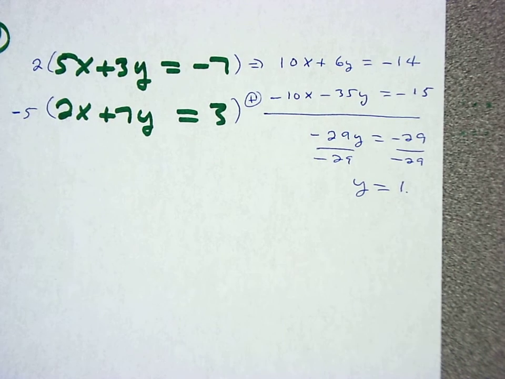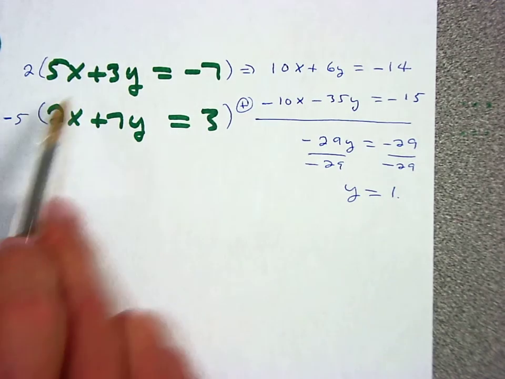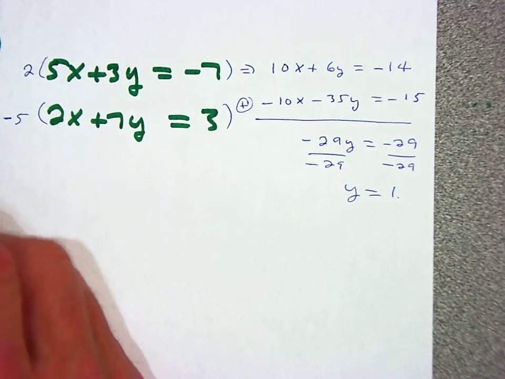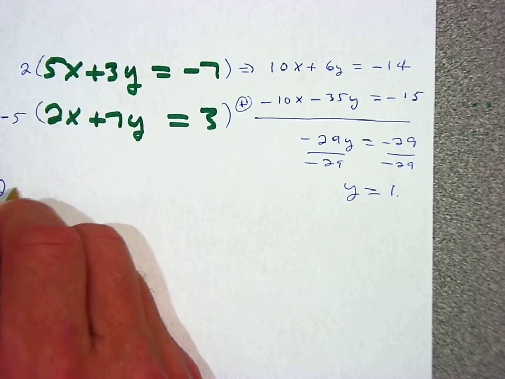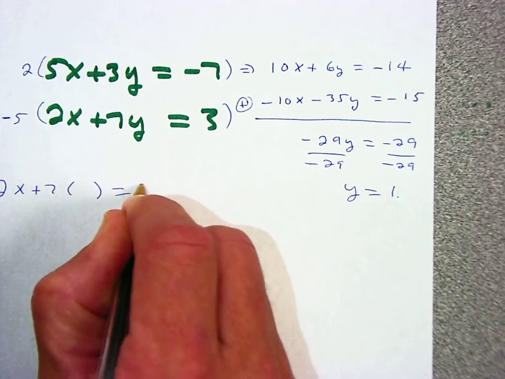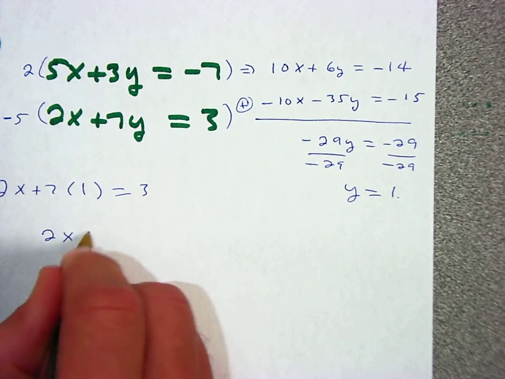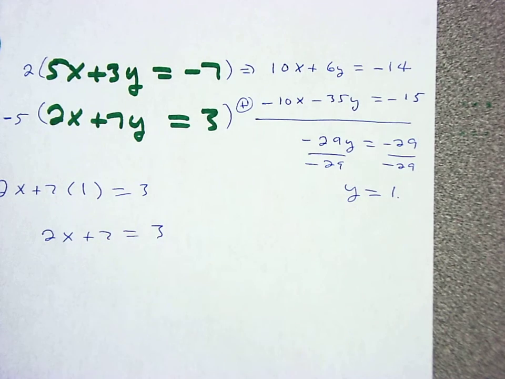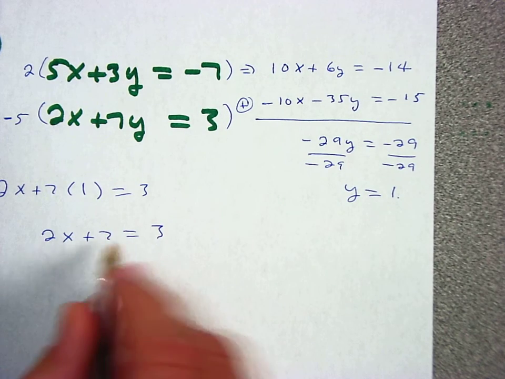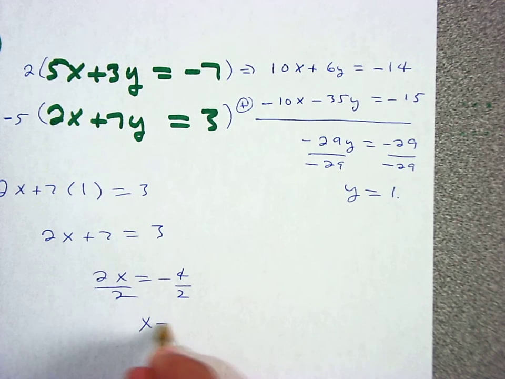Okay, now, you pick your poison. I go back to the original green. I think the bottom one looks easier only because it's all positive. But if some of you want to pick the top equation, go for it. You're going to get the same answer. So here's the bottom equation, except where the y is, we're going to replace it with our answer y equals 1. So now you have 2x plus 7 equals 3. Classic two-step equation, get rid of the 7, 2x is negative 4, divide by 2, and x equals negative 2.